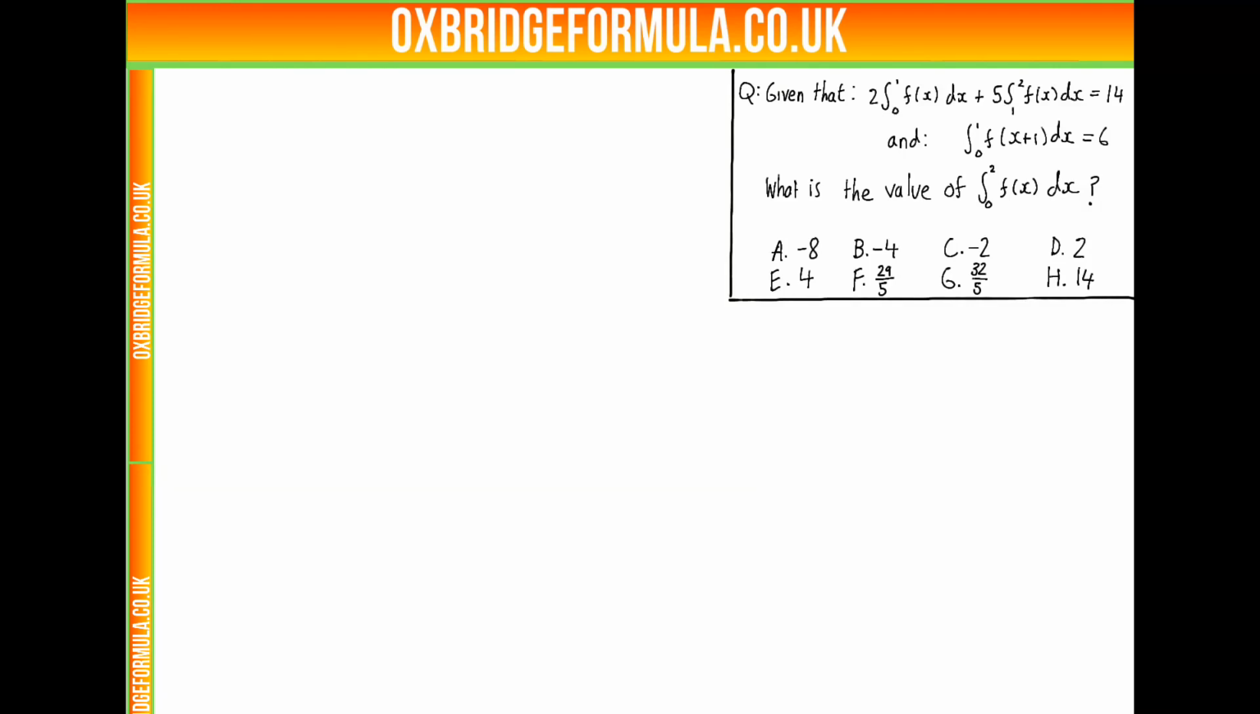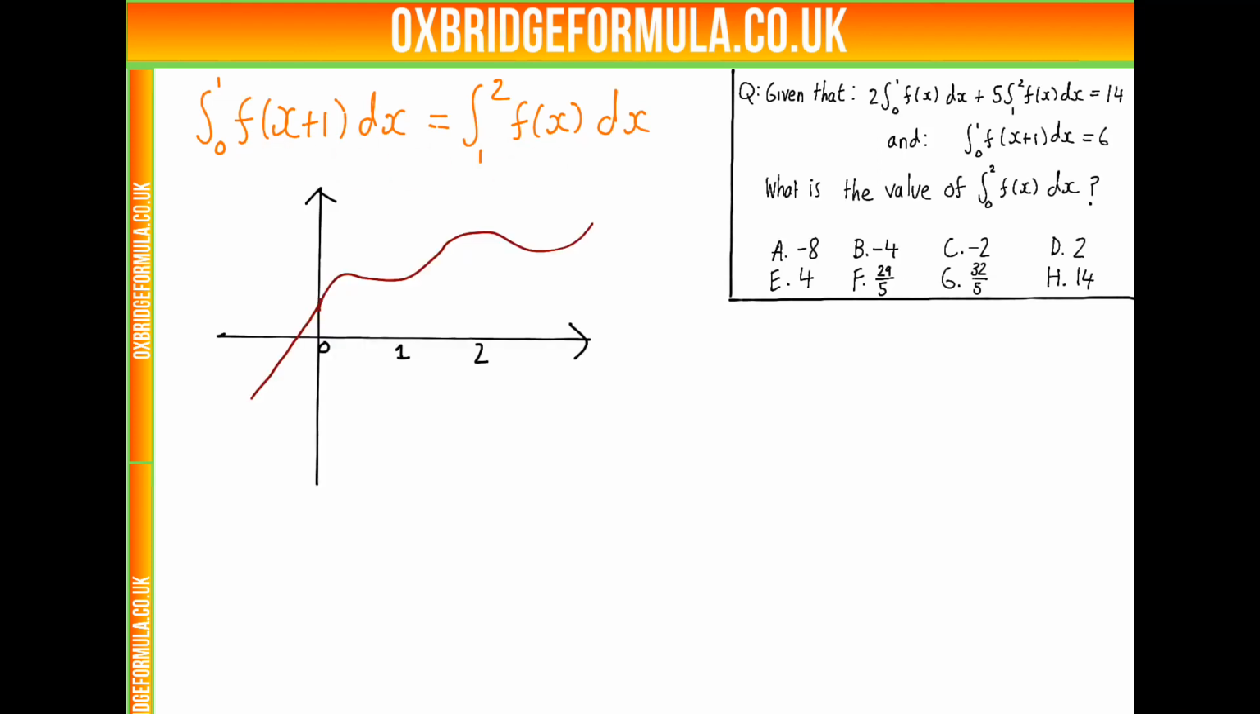The first thing we can look at is the integral of f(x+1) with respect to x, which is 6 over 0 to 1. These two equations don't look particularly linked, so we need to write this out in a somewhat different way. If you've seen integration by substitution, if we put y equals x plus 1 in, then we can get this fairly easily. But even without integration by substitution, we can justify this graphically.